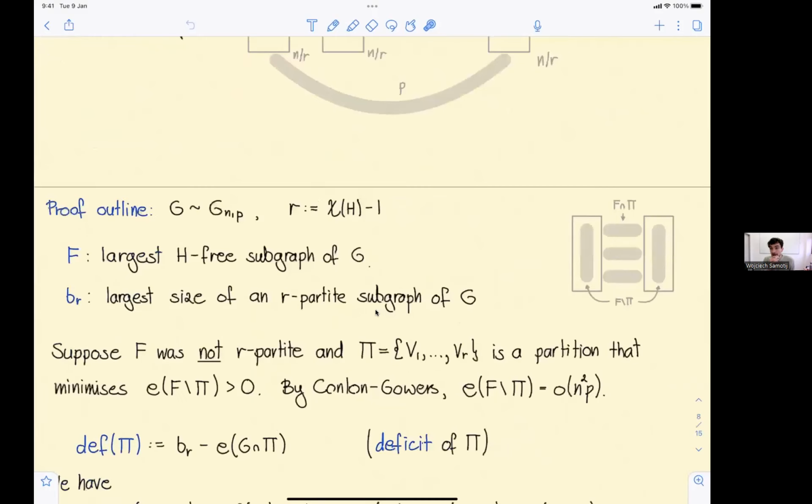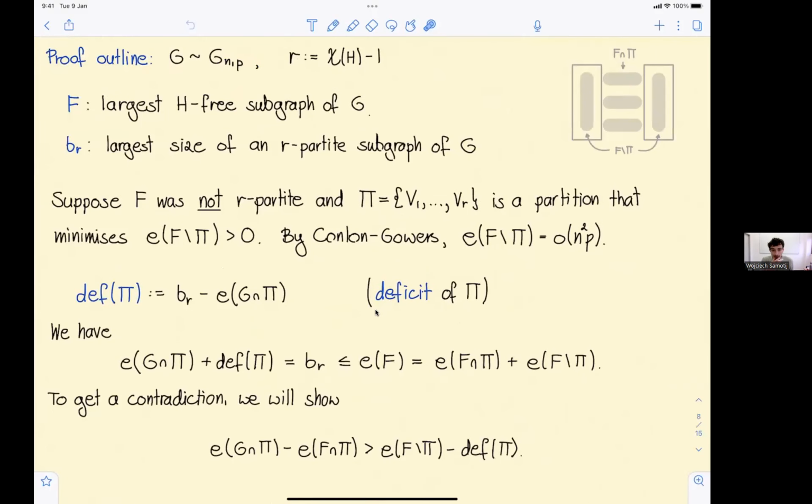So here's some proof outline. I'll try to highlight a few ideas from the proof. What is our goal? Our goal is to prove that every largest H-free subgraph is (chi(H) minus 1)-partite. I don't want to say chi(H) minus 1 partite all the time, so I'll just denote chi(H) minus 1 by R. G is the G(n,p), and F is some largest H-free subgraph of G. Also by B_R, we'll denote the largest size of an R-partite subgraph of G. Suppose that the theorem is not true for our G, meaning that F is not R-partite.